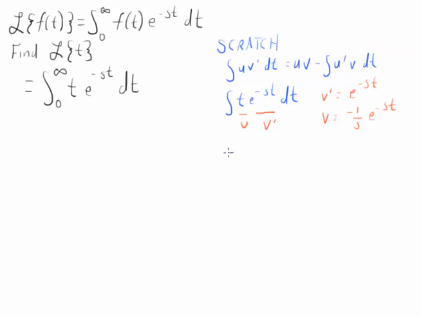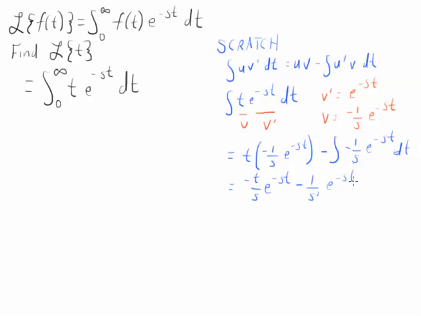All right, so that means I'm going to have u, which is t, times v, negative 1 over s e to the negative st, minus the integral of u prime, which is 1, yay, times v. That's minus 1 over s e to the negative st. So I'm getting minus t over s e to the negative st. I'm going to get a minus minus, that's going to create a plus, but when I anti-differentiate again, I forgot my dt, I'm going to get another minus 1 over s, so I'm going to have minus 1 over s squared e to the negative st.